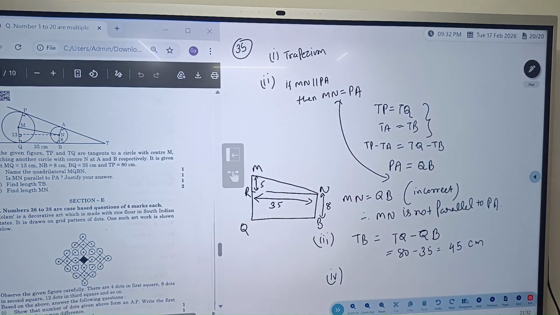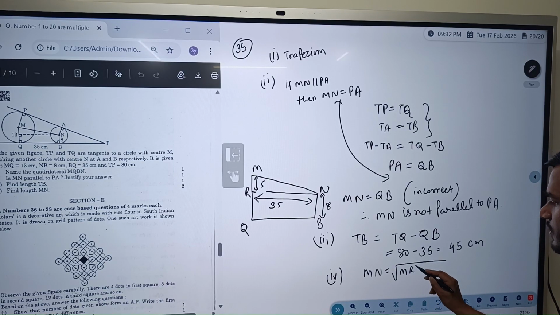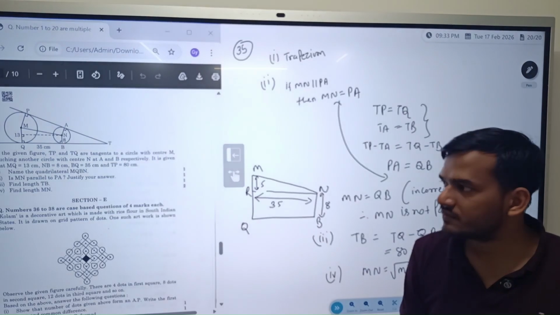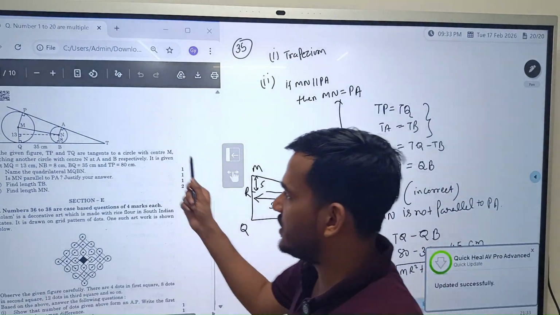So you can use Pythagoras theorem to find MN. MN is equal to root MR square plus RN square. This is 35 square plus 5 square. 35 square is 1225 and this is 25. So total is 1250, or 25 root 2 centimeter. This is our answer for MN. Got it? So next, this section D is complete.